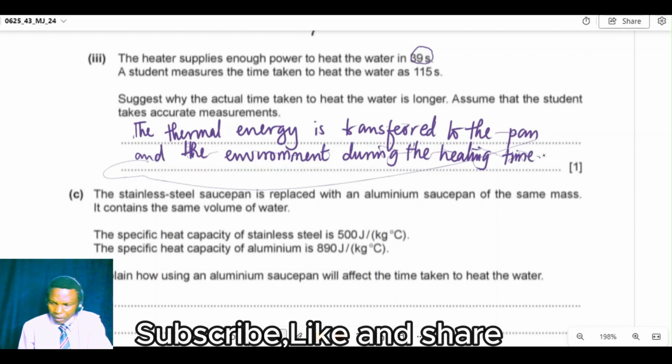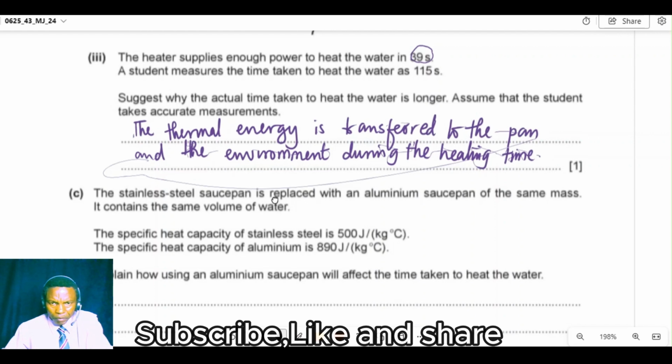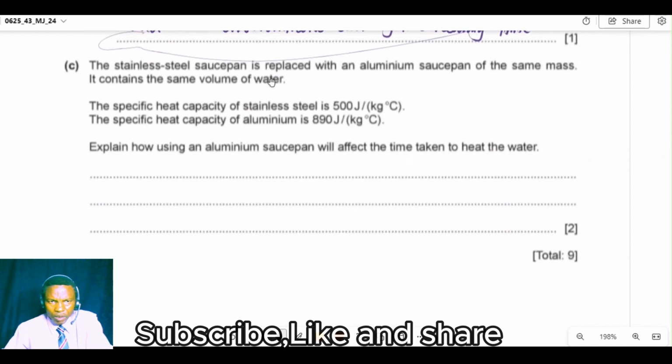Okay. Then question C. The specific heat capacity of the stainless steel is 500 joule per kilogram per degree Celsius, that of aluminium is 890. Explain how using an aluminium saucepan will affect the time taken to heat the water. Now, if you look at it, this one is the specific heat capacity of steel, and this is the specific heat capacity of aluminium.